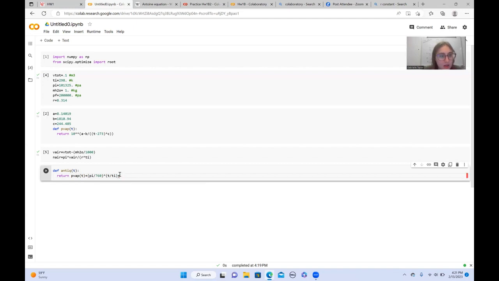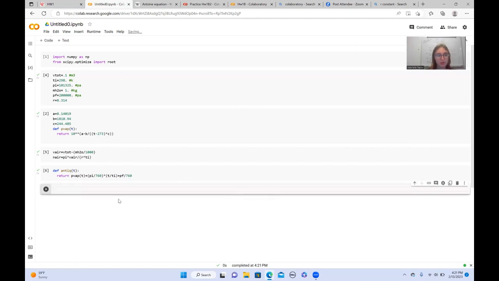Plus our V final. Do I have V final up here? Yeah, I have pressure final divided by 760 to get it back into millimeters of mercury. So we run the code, it works. Okay. Next, we're going to want to find the root of T.